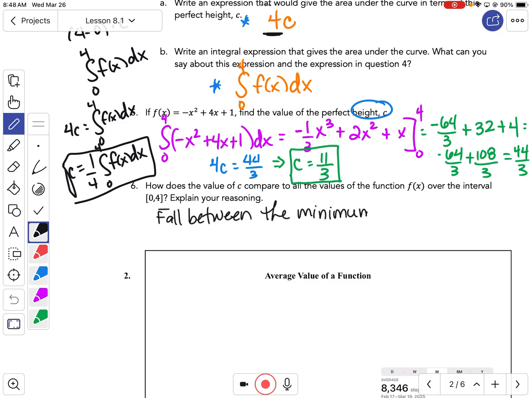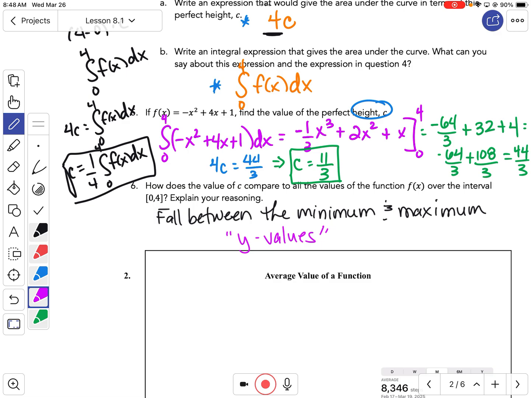So if you're doing a problem like this, and you know that the maximum y value is 4 and the minimum is -2, and you get an average value of 10, you did something wrong. It's going to always fall between the maximum and minimum value. Those are y values, not x's. So it's important to remember, those are y values.